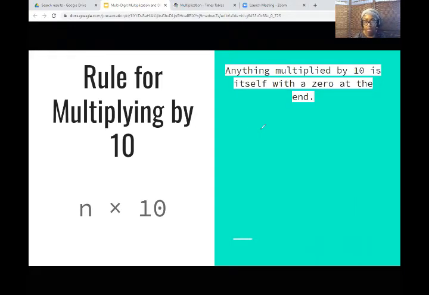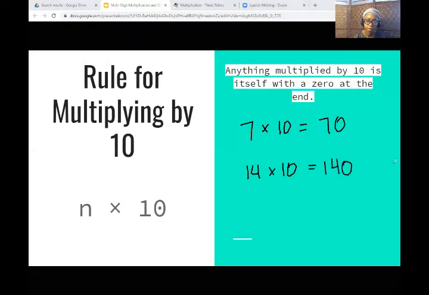Okay, so for multiplying by 10, n times 10, anything multiplied by 10 is itself with a 0 at the end. So 7 times 10 is 7 with a 0 at the end, which is 70, right? How about 14 times 10? We got 14 with a 0 at the end, so that ends up being 140, right? Let's do 576 times 10. That's going to give us 576 with a 0 at the end, so that ends up being 5,760. All right, so that's the rule for multiplying by 10, put a 0 at the end.